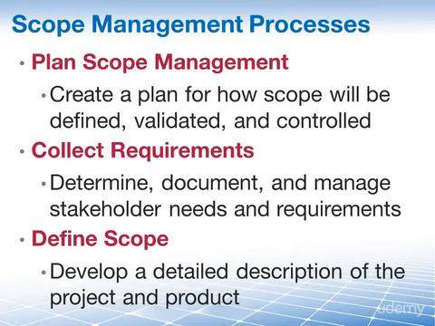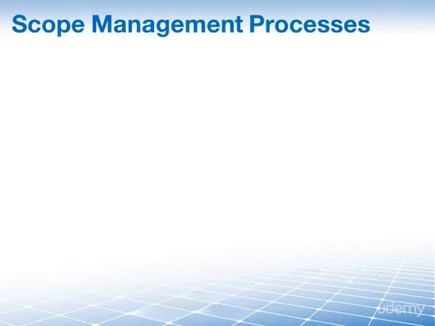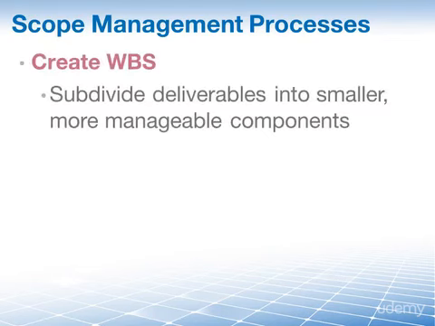And then the third process, the process of developing a detailed description of the project and product, is called define scope. Once we have our scope defined, we really only have a big blob of our scope. We know what we need to do, but we can't really do it all at once. So we have to break this down into smaller and more manageable bits. This is where the process of Create WBS comes into play. The process of subdividing project deliverables and project work into smaller, more manageable components.